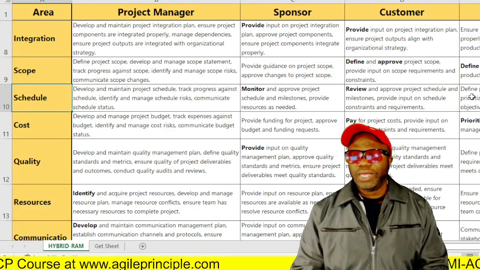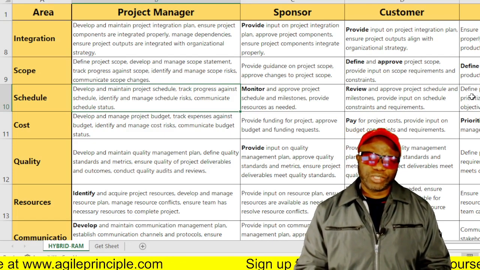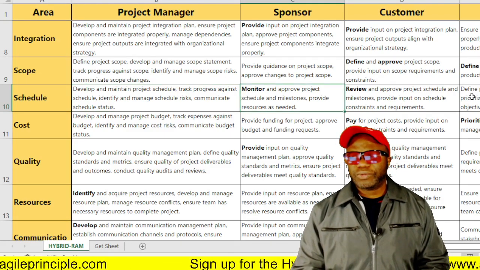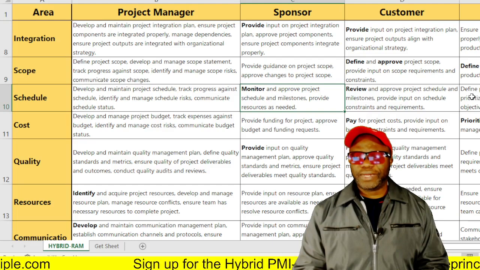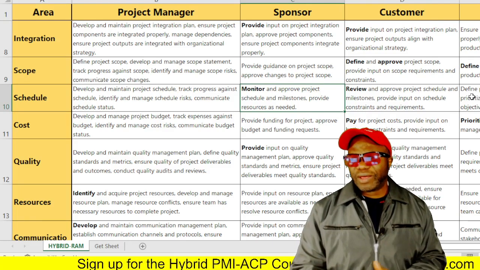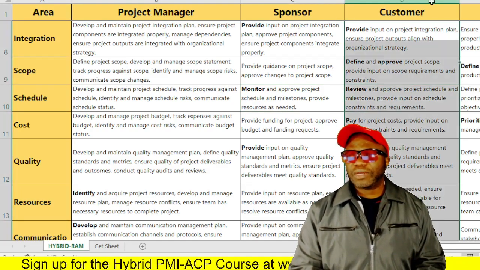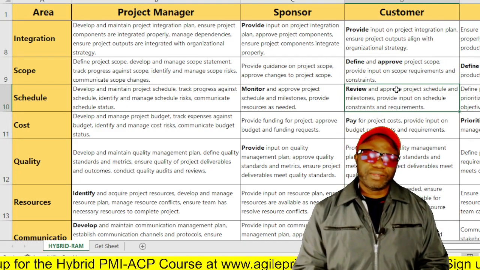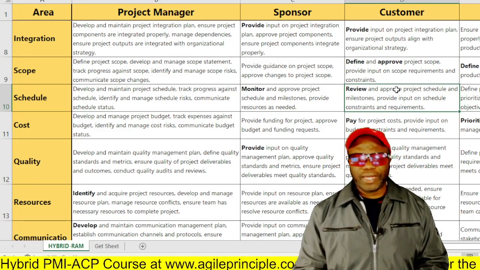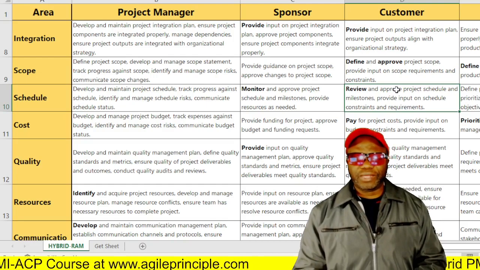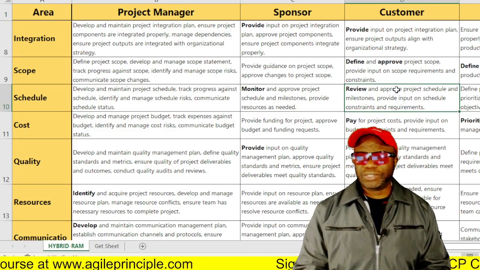In terms of schedule, you know, in the world of traditional, there's a big old schedule. So the sponsor is involved in the monitoring and the approving of the schedule. We have other people that we could put under this customer bucket. We could say other stakeholders as well. And those stakeholders, they kind of get involved in the approval of a lot of these project documents.